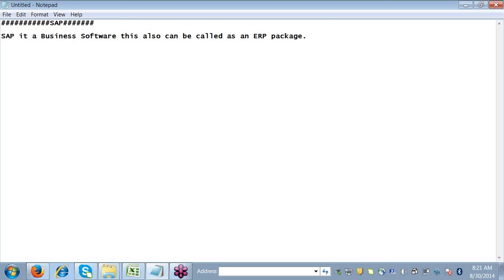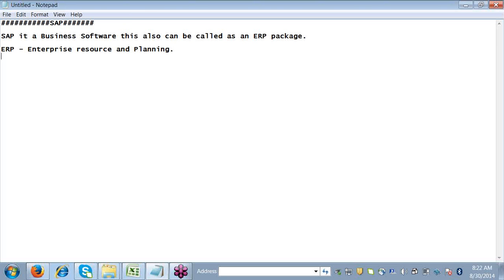So what does ERP mean? ERP means enterprise resource planning. It's an ERP package, and this is the abbreviation. As we know, this is a business software, meant for business purposes only. This software was created before, I think, 20 to 30 years ago.